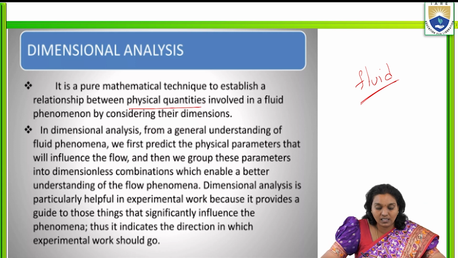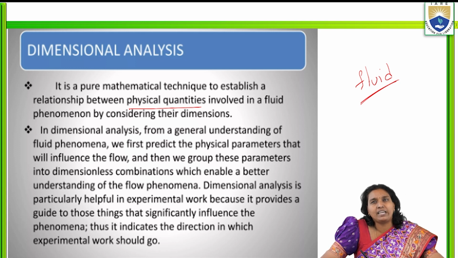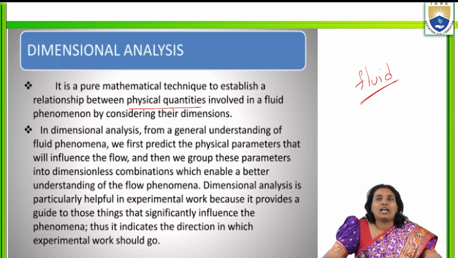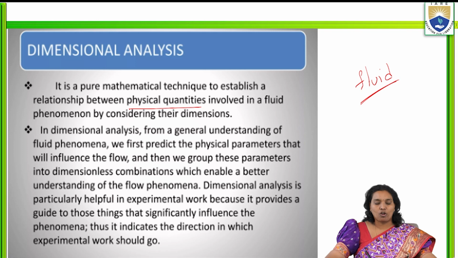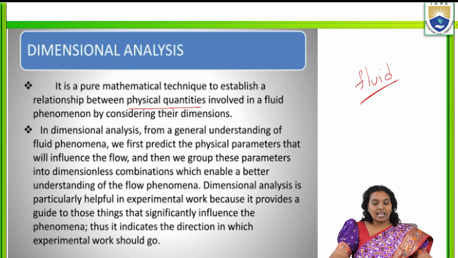In dimensional analysis, from a general understanding of fluid phenomena, we first predict the physical parameters that will influence the flow, and then we group these parameters into dimensionless combinations which enable a better understanding of the fluid phenomena. This is practically helpful in experimental work because it provides a guide to those things that significantly influence the phenomena. Thus, it indicates the direction in which the experimental work should go.